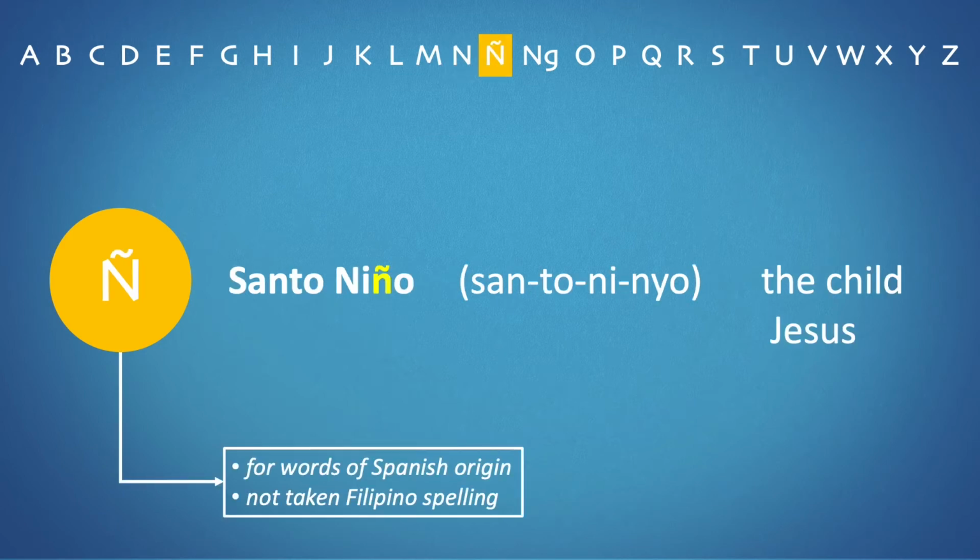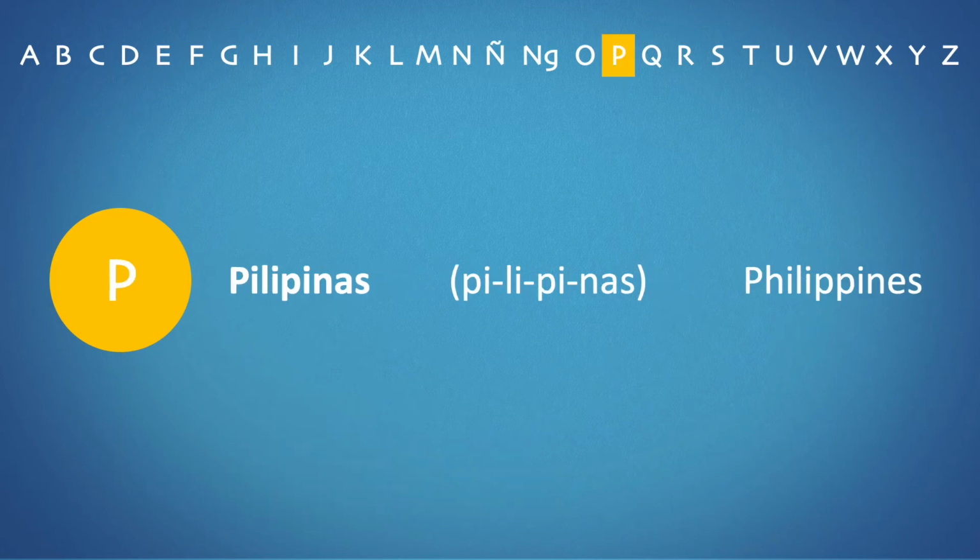The letter Enye is used for words of Spanish origin, and you will normally find this somewhere in the middle of the word. For example, Santo Niño, or the child Jesus. The letter P. The Tagalog letter P is not aspirated. For example, Pilipinas, which means Philippines.